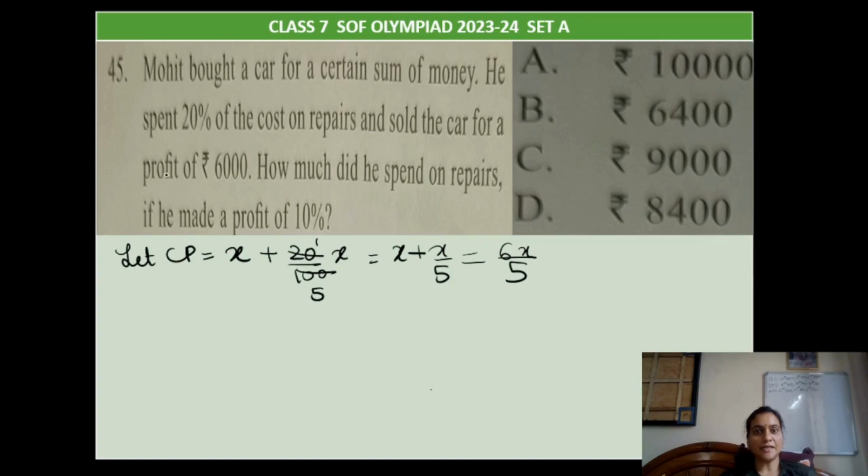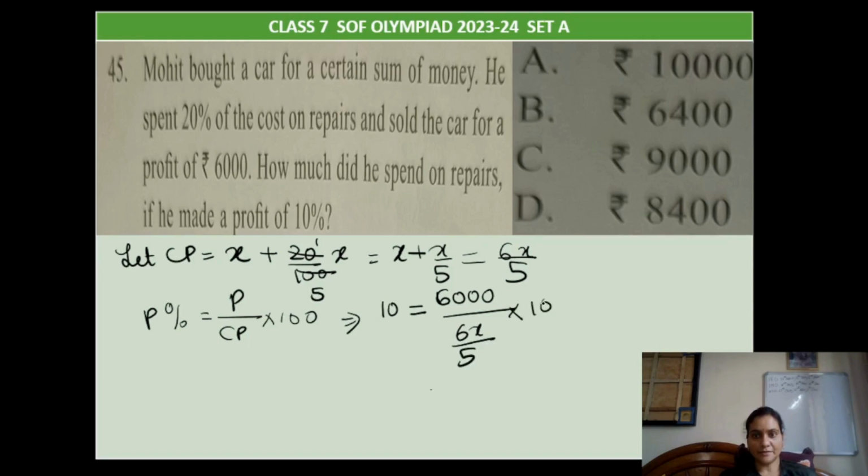Now he has made a profit of rupees 6,000. So the question is asking how much did he spend on repairs if he made a profit of 10%. Now we know profit percent is equal to profit by CP into 100. We will use this formula, simple. We will put this cost price, we have the total profit, and we also have the profit percent. So let's apply everything. So 10% is equal to 6,000 divided by 6x by 5 into 100, right?